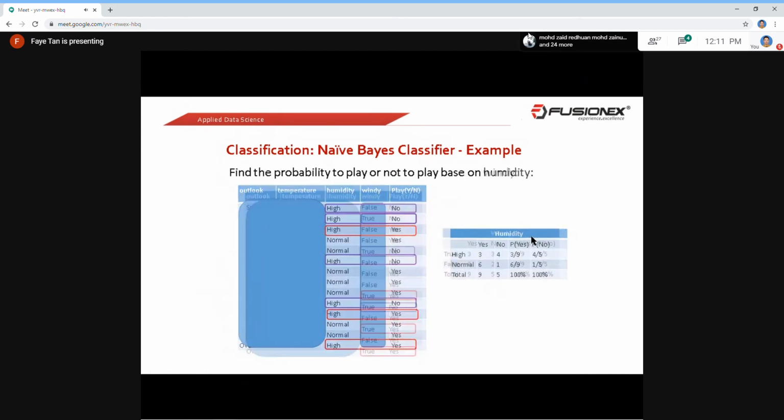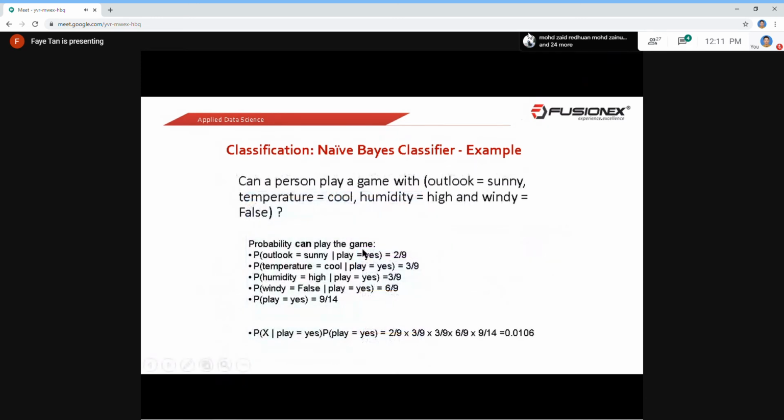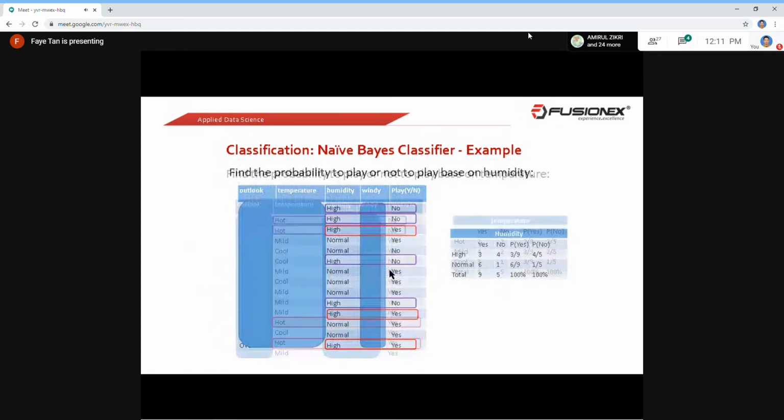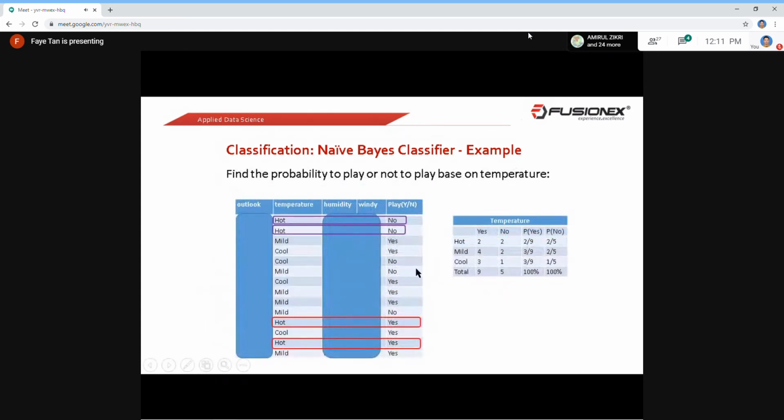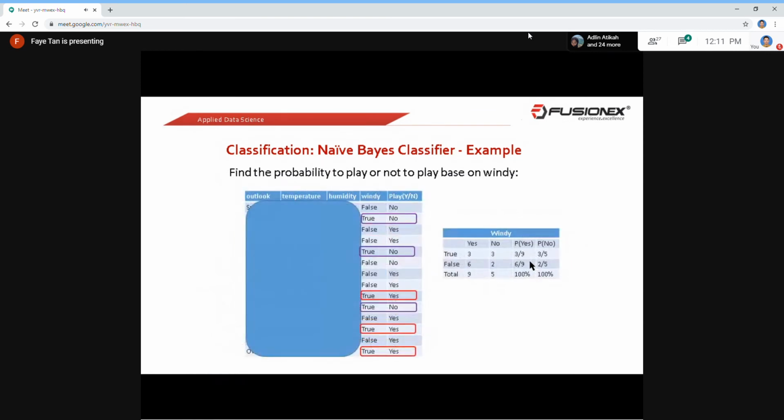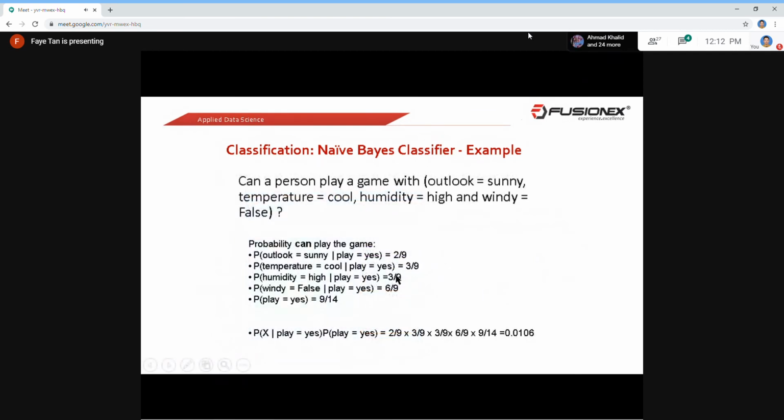Very easy, this concept. And then temperature cold, play is yes. So you go to the table of temperature. Temperature cold and yes, right? Cold is 3 under yes, so it's 3 out of 9, so 3 over 9. You see the probability is 3 over 9. Understand?